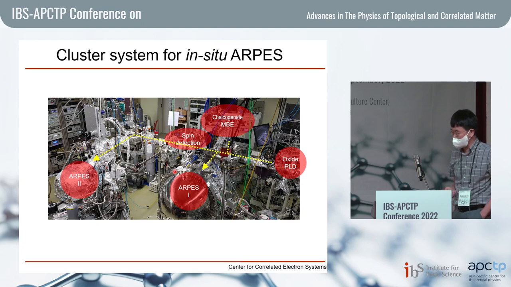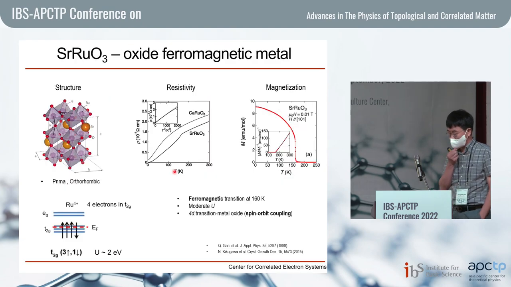So what do I look at? I decided to look at strontium ruthenate films. First of all, that's the best film that you can grow in PLD, which was available when I joined IBS, the center. And second, strontium ruthenate is a very interesting system. It's one of the perovskite systems, and it's a metallic system, and it has a ferromagnetic transition at around 160 Kelvin.